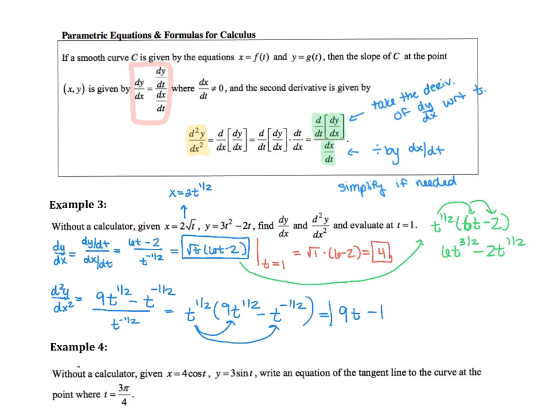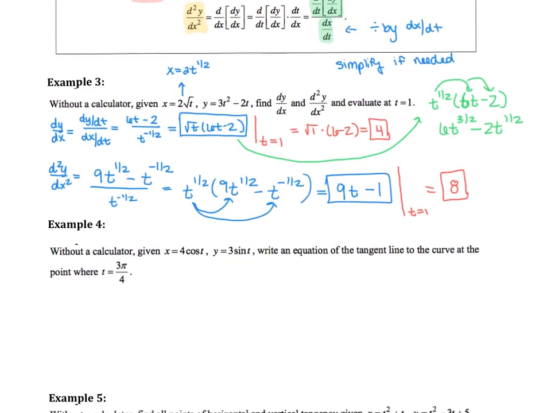And now I'm going to box that up. When I evaluate this at t equals 1, I'm just left with an 8. So there is your first practice with finding the first and the second derivatives of a parametric curve.